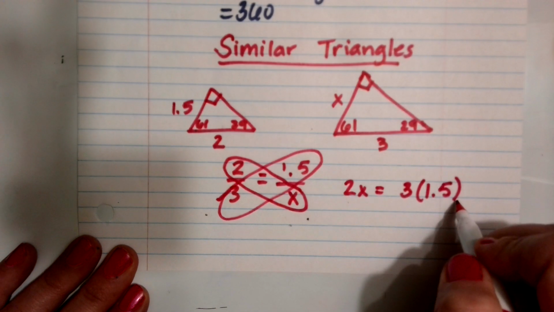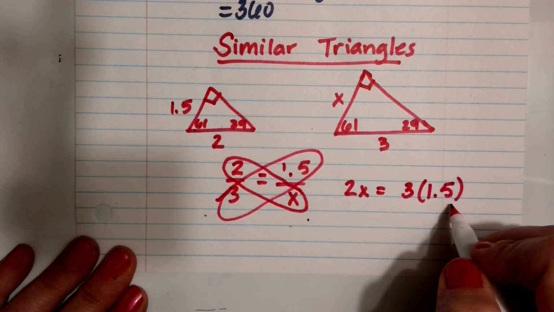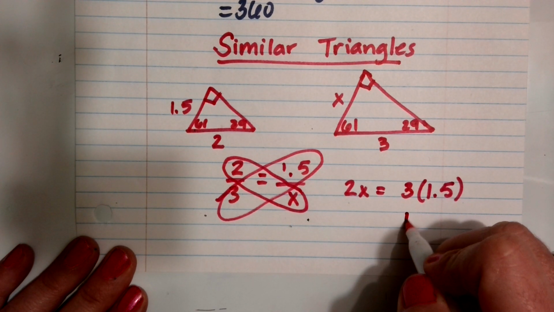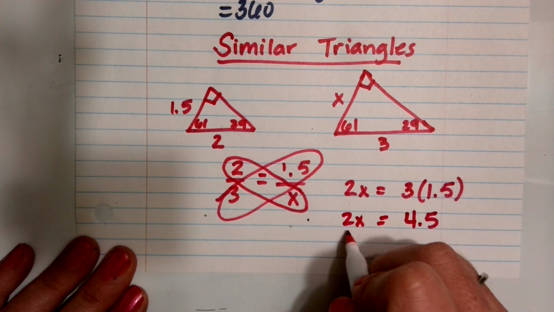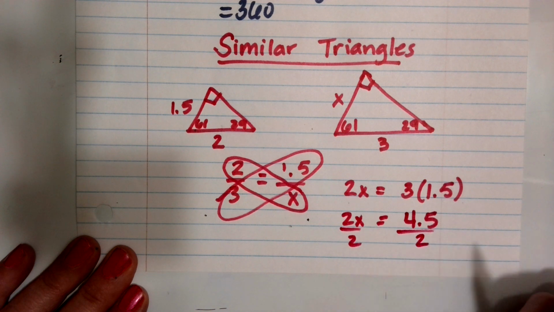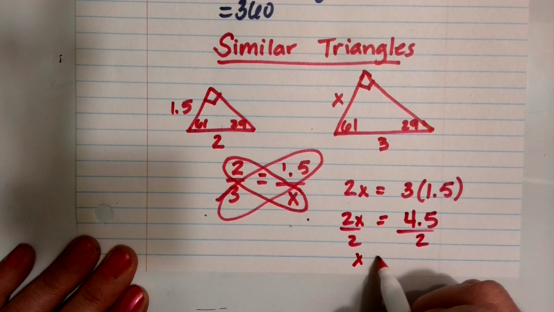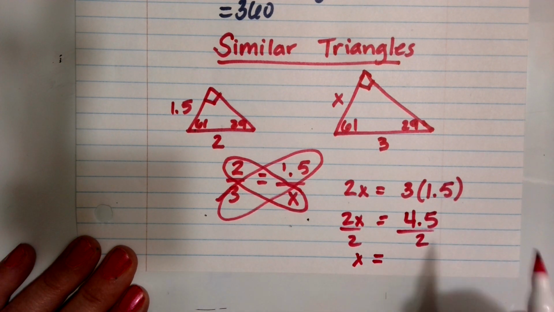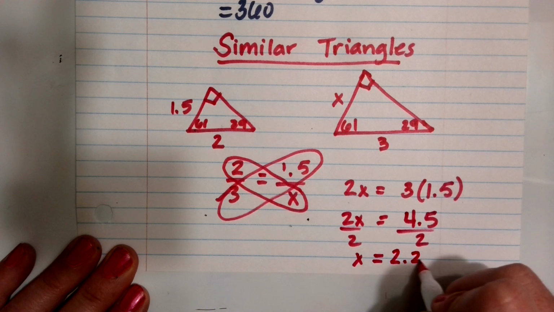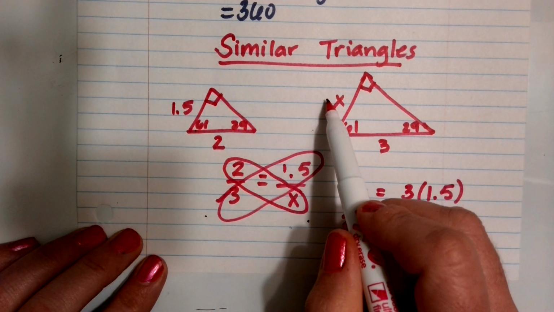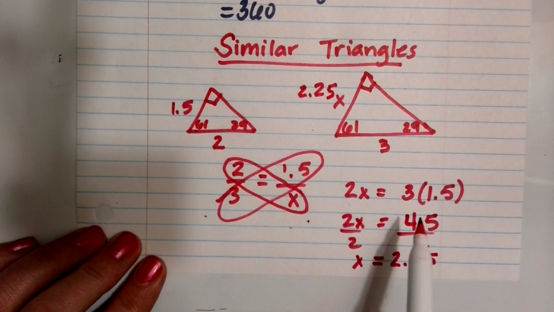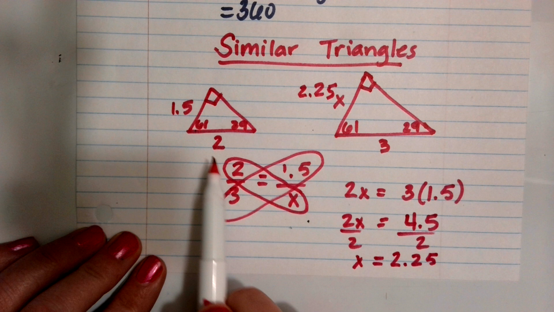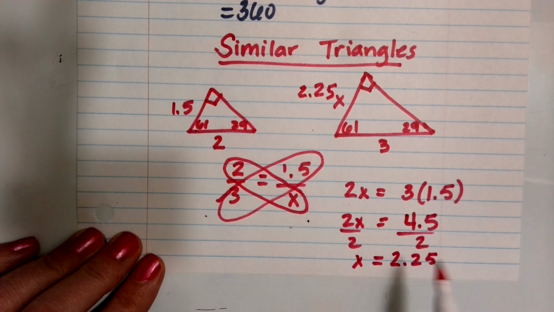Okay, then we're going to solve that and we would say, all right, this is going to be 4.5 equals 2x. Then we divide both sides by 2 and we would finally find that x equals 2.25. We put that in here and say, does that make sense? Yep, that would make sense. So remember, set up your proportion, cross multiply, and then solve the equation to find the missing length of a similar triangle.